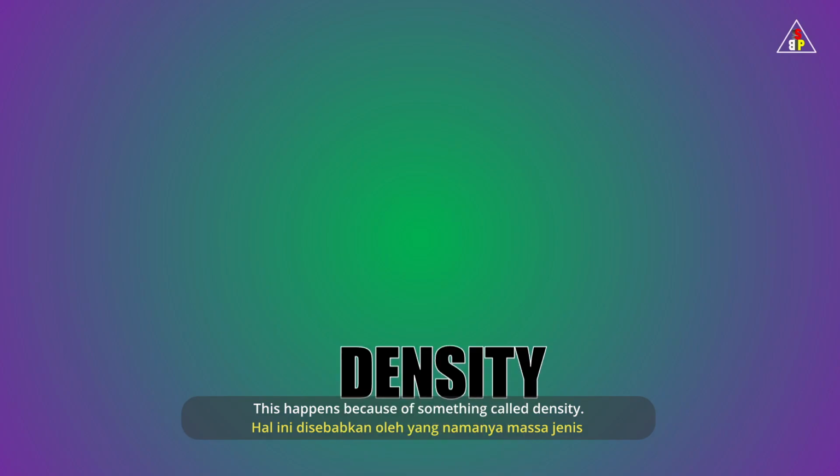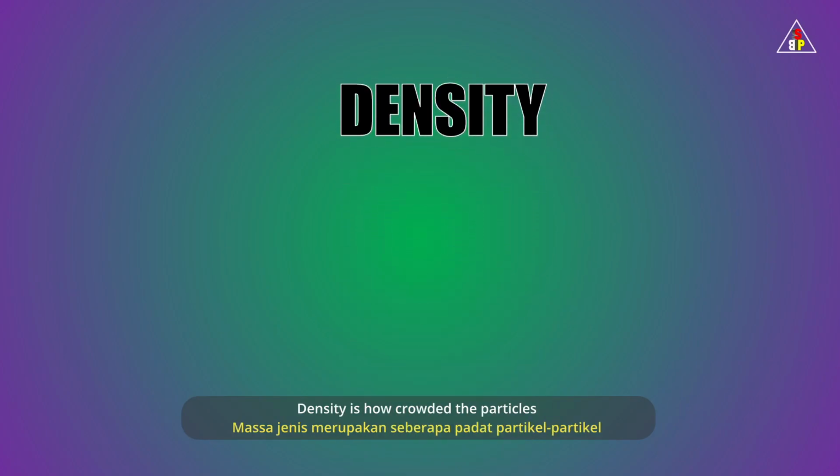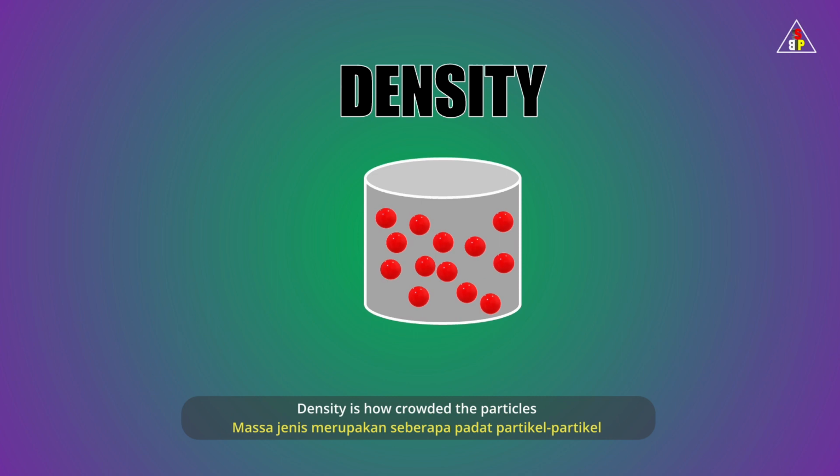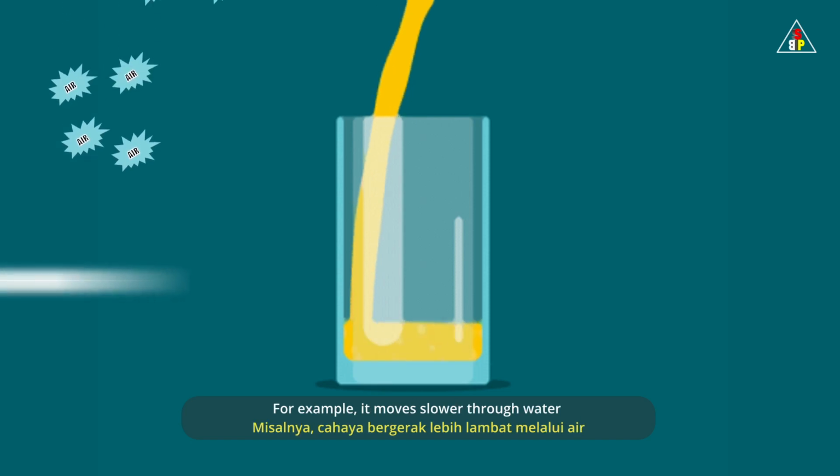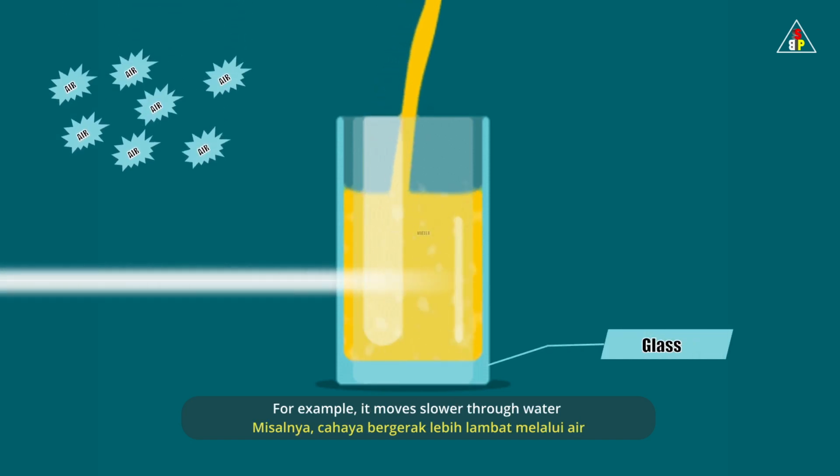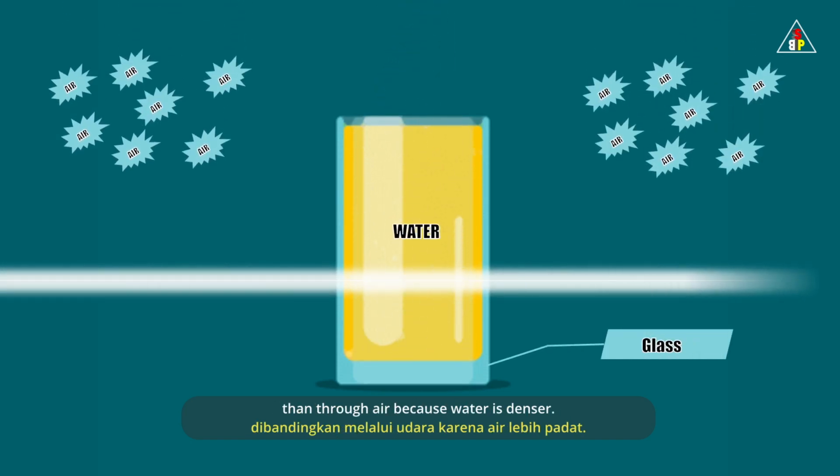This happens because of something called density. Density is how crowded the particles are in a material. Light moves at different speeds through materials with different densities. For example, it moves slower through water than through air because water is denser.